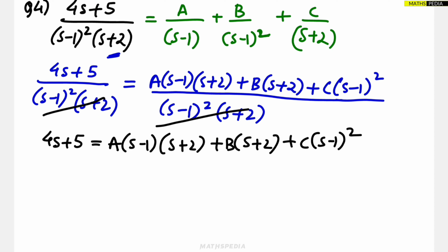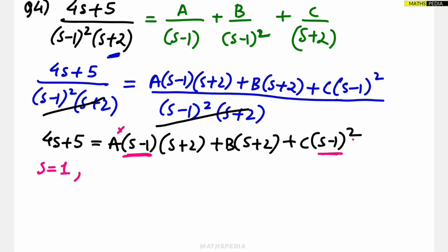Now we'll see what factors we have got. For example, if I substitute here, (s minus 1) is sitting. Here also (s minus 1) is sitting. The only thing is that here the square is there, but that doesn't matter, because everywhere it is multiplication. If I substitute s as 1, the A part will be eliminated, so it will be 0. The C part will also be 0, because 1 minus 1 is 0 and 0 squared is 0. The only part remaining will be B.